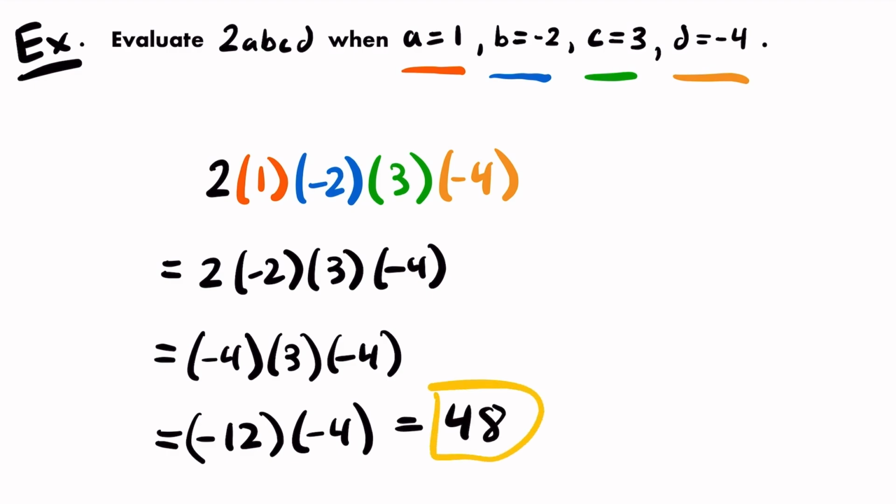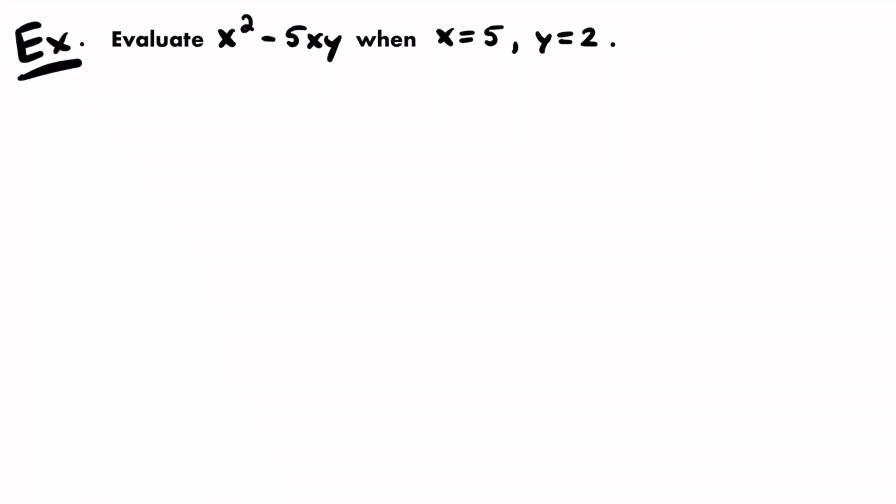All right, that is the value of this variable expression given these values of those variables. Next up, we want to evaluate x squared minus 5 times x times y when x equals 5 and when y equals 2. And so we want to replace all x's in this expression with 5 and all y's with 2. All right, so x equals 5 and y equals 2.